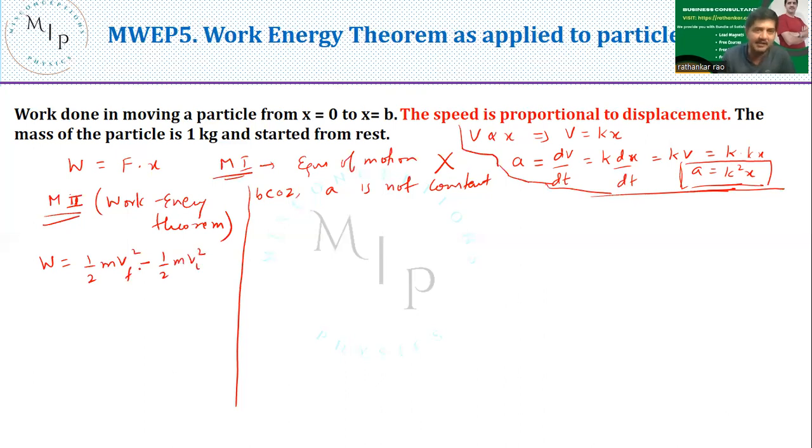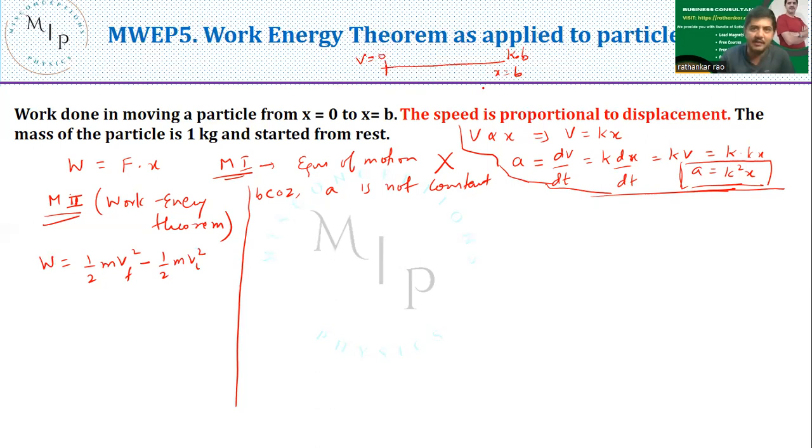What is vf? Final velocity. What is vi? Initial velocity. Now look at this here. V is proportional to x, or v equal to kx. Now what is given? The particle is moving in a line like this. At x equal to 0, if I put x equal to 0 here, its velocity is 0. When I say x is equal to b, at x equal to b, what is the velocity? I put x equal to b here, so this should be k times b.